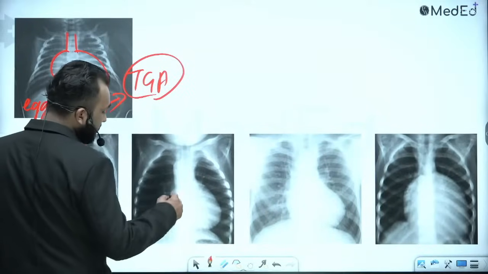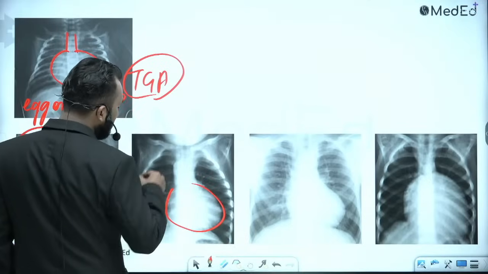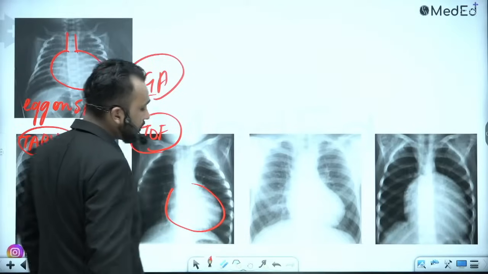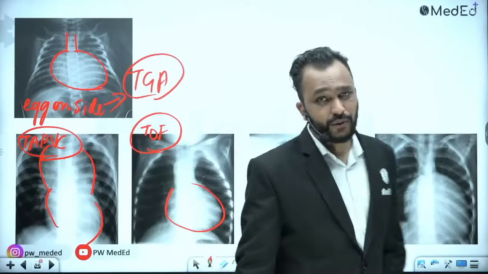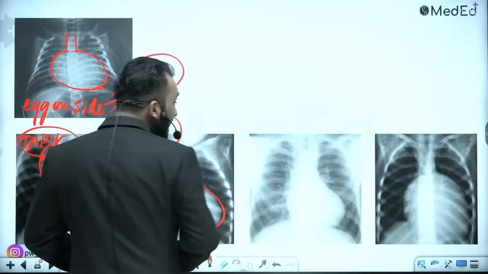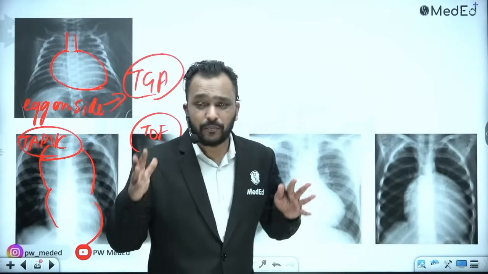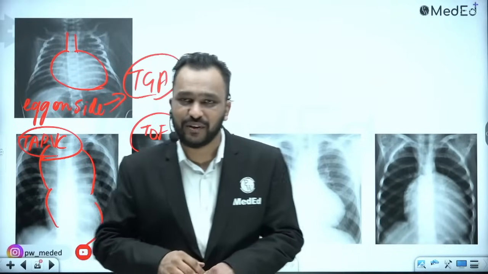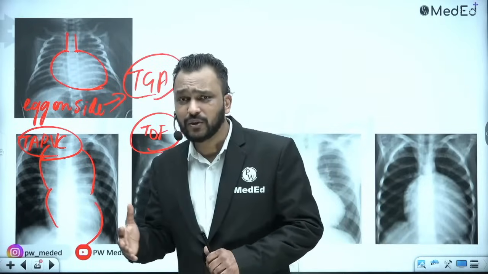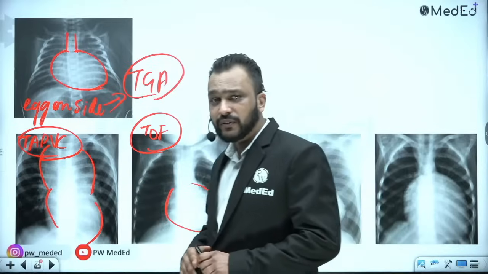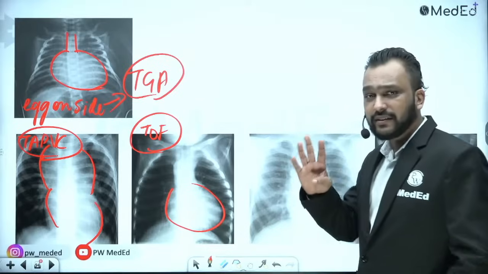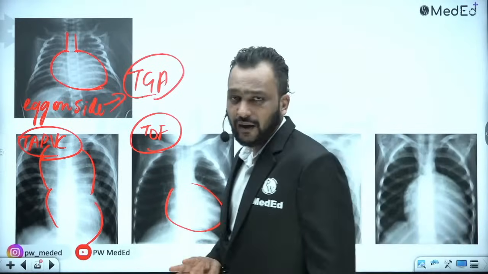Then your boot shaped heart or Coeur en Sabot appearance. It is seen in tetralogy of Fallot. So what are the four things that you are going to see? You will see that there will be overriding of aorta. Overriding of aorta means that aorta is arising from both the right ventricle and the left ventricle. There is VSD, there is hypertrophy of the right ventricle, and there is pulmonic stenosis in these patients. So these are the four components of the tetralogy of Fallot.